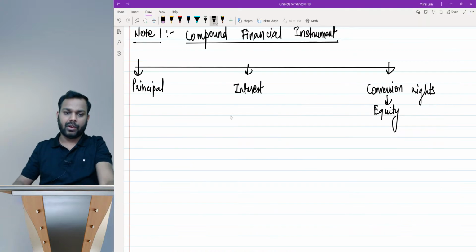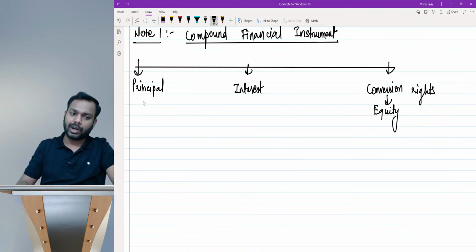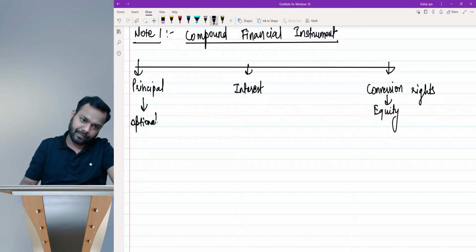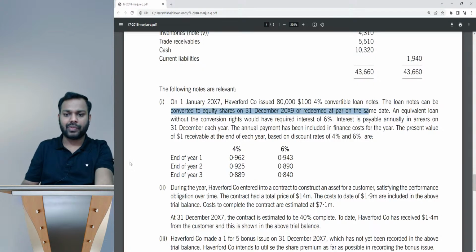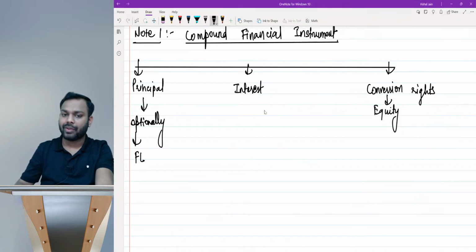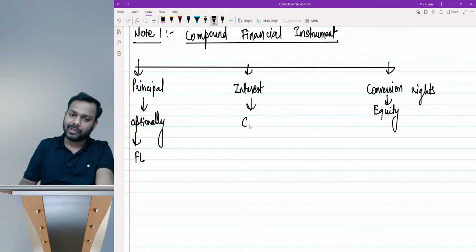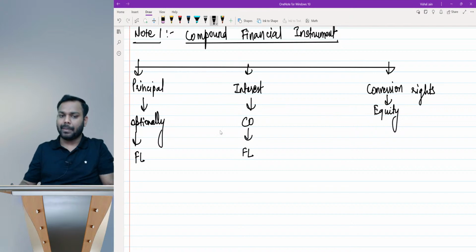Optionally, right? Now if it is optionally convertible, it becomes what? It becomes a financial liability, right? The principal is a financial liability. What does it say? Interest is payable annually in arrears on 31st December each year. Means interest has to be paid every year, so it's a contractual obligation. If it's a contractual obligation, this is also a financial liability, right?